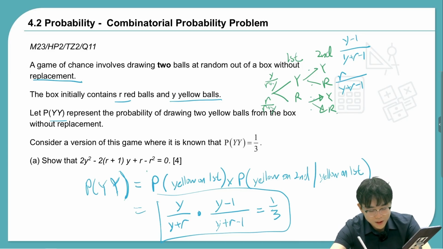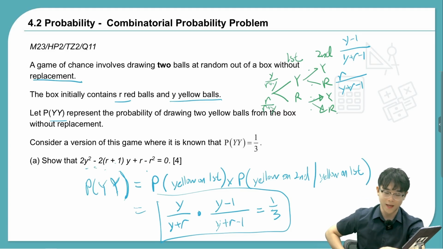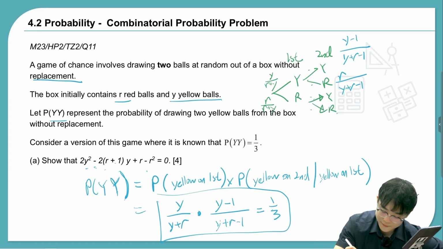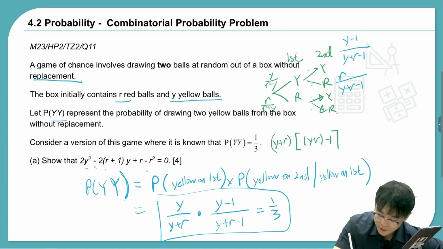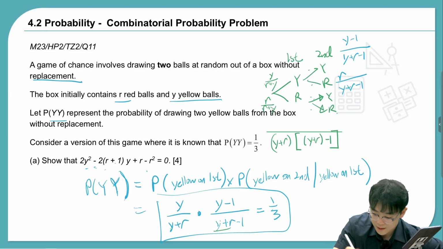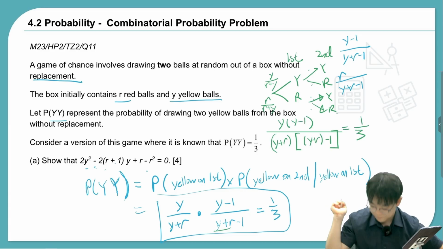Because in order to get the expression here, all you got to do is just simplify this, right, and do some algebra to get this end result. So let's try that. So what we would do is, in the denominator, we could do y plus r times y plus r minus 1. So notice I kind of grouped the y plus r together because that might come in handy instead of expanding everything. And then I have y times y minus 1. That's going to be equal to 1 over 3.